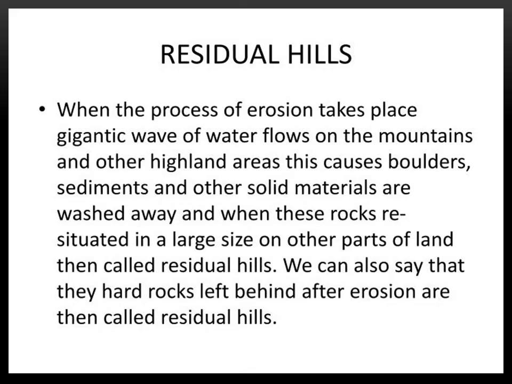When the process of erosion takes place, a gigantic wave of water flows on the mountains. Gigantic means a huge wave of water flows. And on other highland areas, this causes boulders, sediments, and other solid materials to be washed away. And when these rocks are resituated in a large size on other parts of land, they are then called residual hills. We can also say that the hard rocks left behind after erosion are called the residual hills.